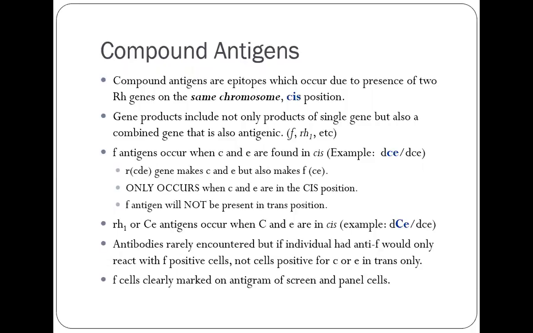So antibodies are rarely encountered, but if an individual had an anti-F, it would only react with the F positive cells and not cells that were positive for little c or little e. So it's possible for these people to develop antibodies, and that's exactly what it would look like. It would only react with cells that were F positive. F cells are clearly marked on antigram of screen and panel cells. So when we get out into the lab, manufacturers make sure that we know that F cells are present.